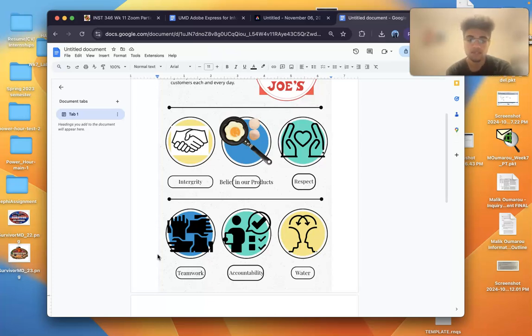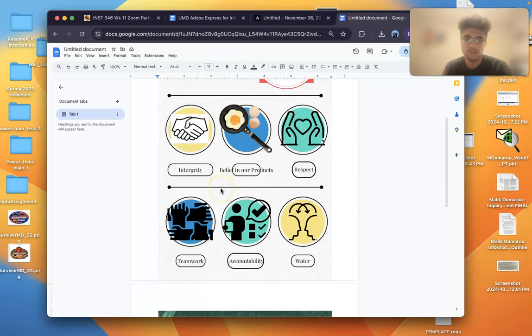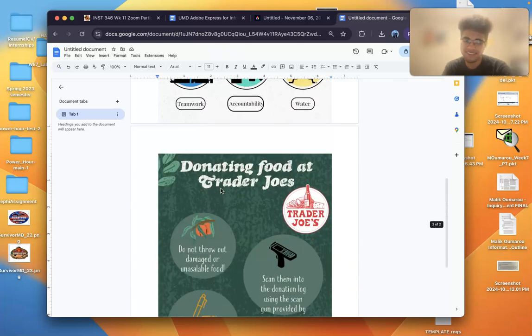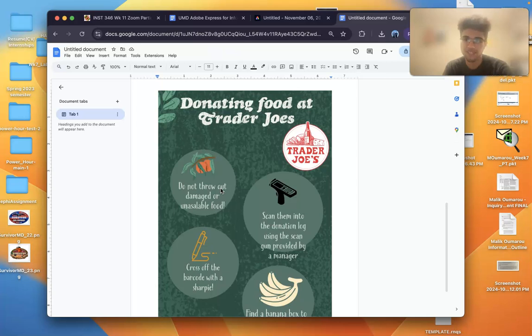And oh, that says water. It's supposed to say empathy. So that's something to fix. So moving on, that will be fixed by the time that this is actually turned in.